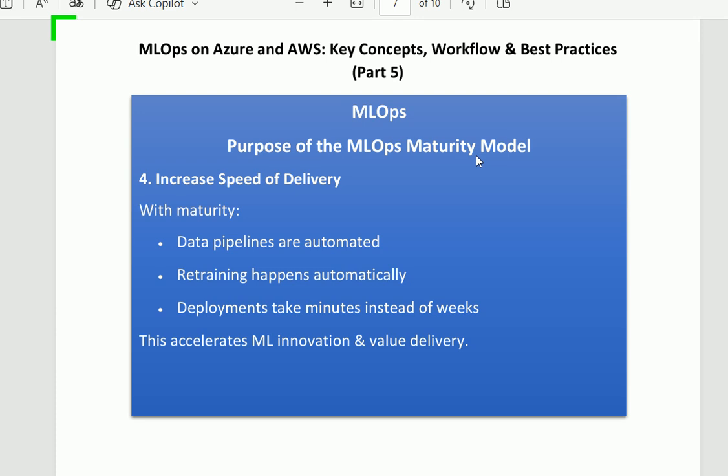Next, the purpose of the MLOps maturity model is to increase the speed of delivery. By putting the maturity model into practice, we increase the speed of delivery, because everything becomes streamlined and automated. Data pipelines are automated, retraining happens automatically, and deployment takes minutes instead of a week. So this accelerates ML innovation and value delivery. When we achieve different maturity levels, we get very close to automation in an MLOps project.